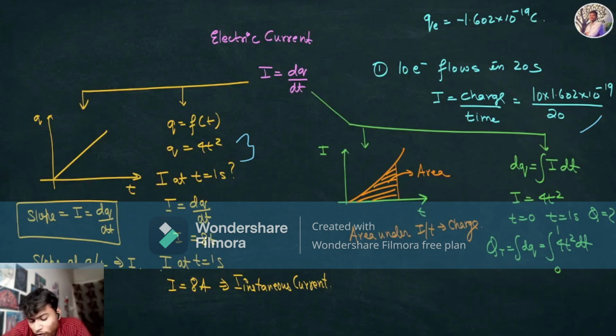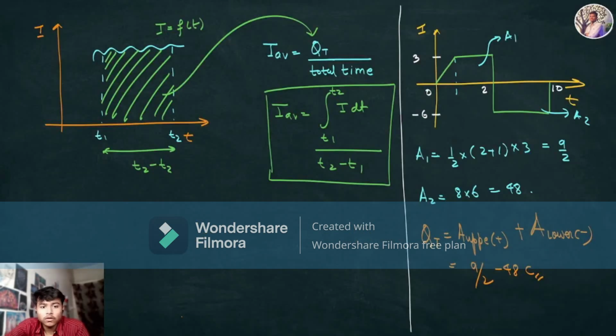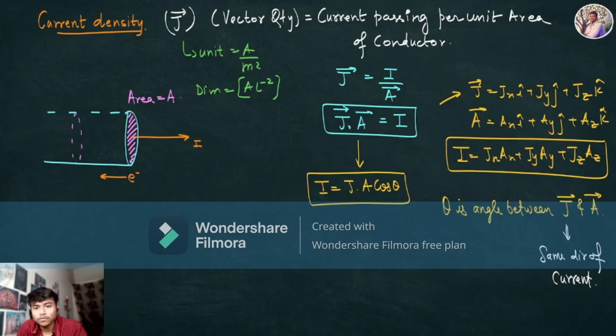The integral of I dt, where 4t square is given, equals the integral of 4t square dt, which is 4t cube by 3. Just put in the limits 0 and 1, and we get the answer. If one value is positive and the second is negative, then a1 minus a2 will be the answer.